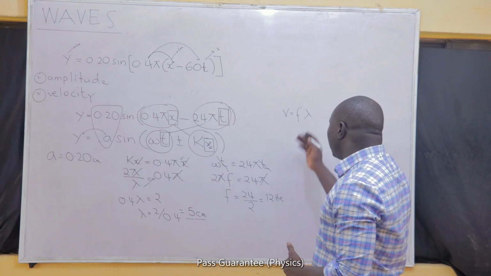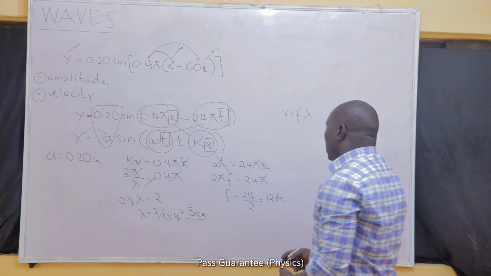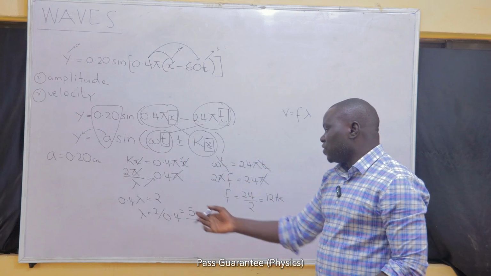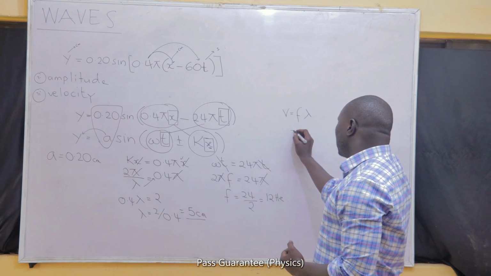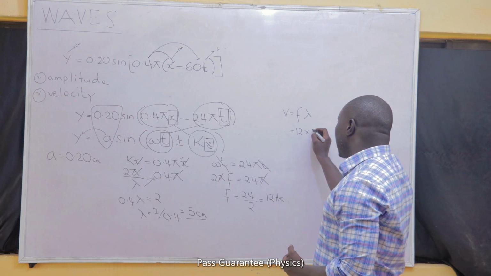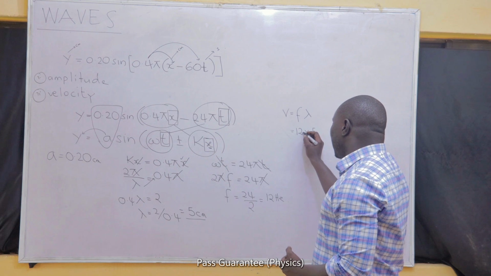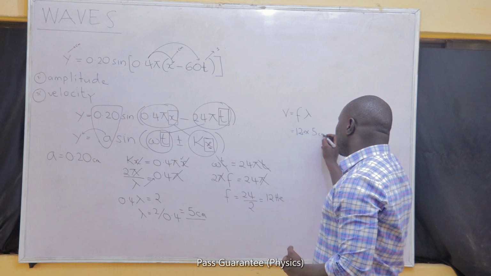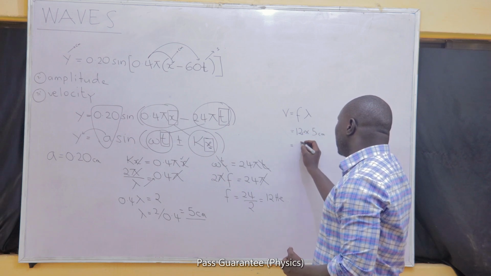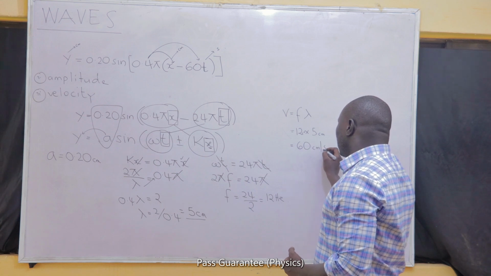We gave this formula earlier. If we know the frequency and the wavelength, we can find the velocity. The velocity ultimately becomes 12 multiplied by lambda, which is 5 centimeters. Mind you, this is in hertz, which is per second, and this is in centimeters. If you multiply them, we should have 60 centimeters per second.